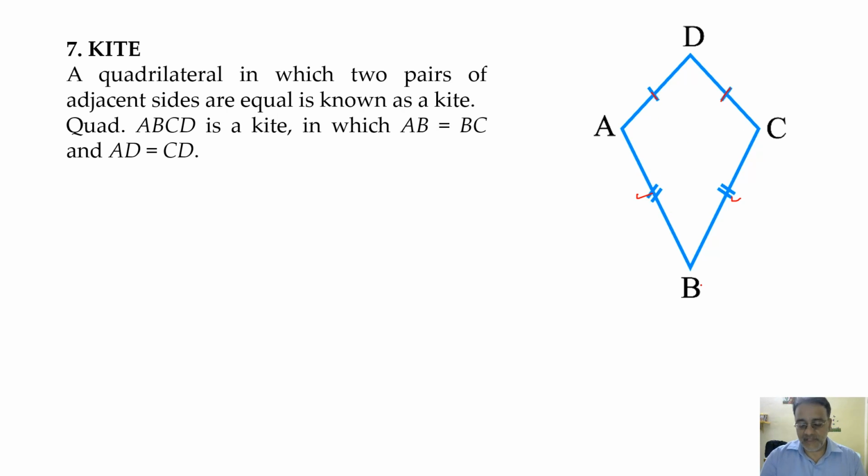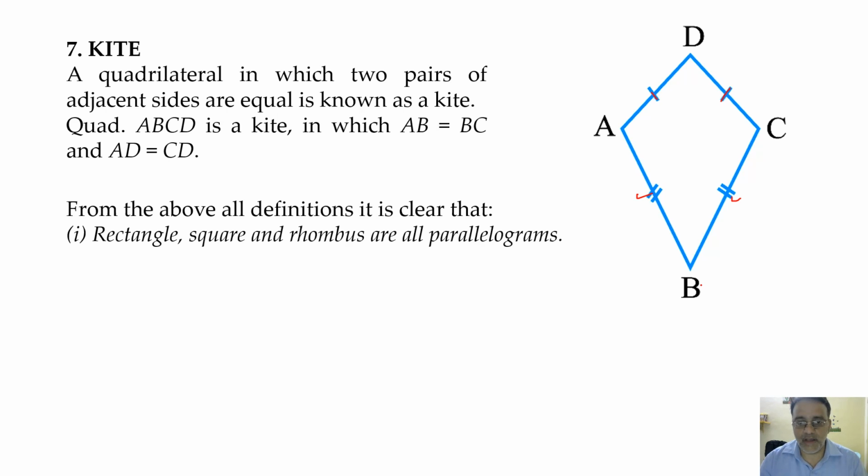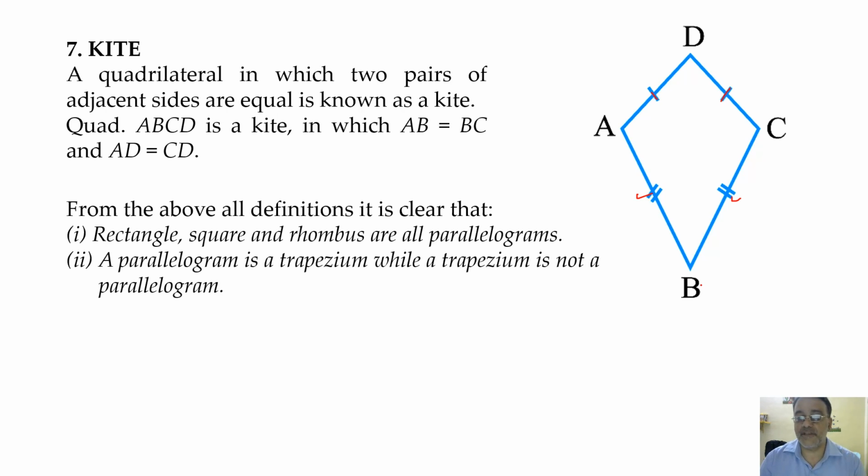Now from the above definitions, it is clear that rectangle, square and rhombus are all parallelograms. This is number 1 point. And a parallelogram is also a trapezium, while a trapezium is not a parallelogram. So just now I told you that trapezium में एटलीस्ट वन पेयर जो है वो ऑपोजिट साइड्स का पैरेलल होना चाहिए, एटलीस्ट मतलब कम से कम. सो दोनों भी हो सकता है. तो दैट इज व्हाई पैरेललोग्राम इज अ ट्रेपेजियम व्हाइल अ ट्रेपेजियम इज नॉट अ पैरेललोग्राम. क्योंकि पैरेललोग्राम के लिए कंडीशन क्या है, दोनों पेयर्स पैरेलल होने चाहिए, ऑपोजिट पेयर्स.